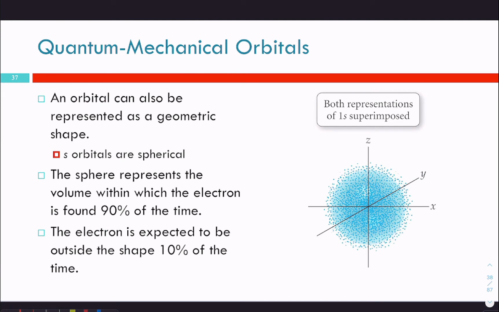So we represent these orbitals as geometric shapes. This one is the sphere. S orbitals are spherical. That sphere represents the volume within which the electron is found 90% of the time. 10% of the time it won't be in there, but 90% of the time. It's pretty good.